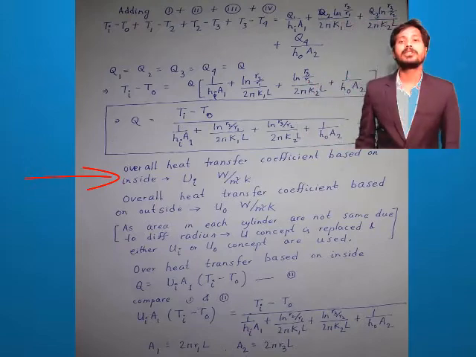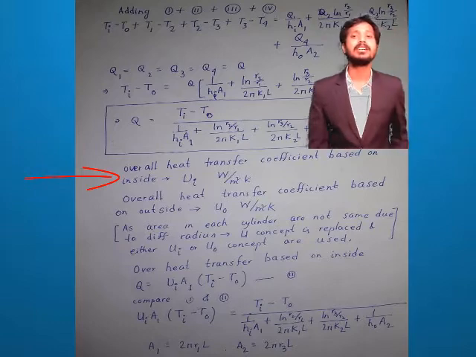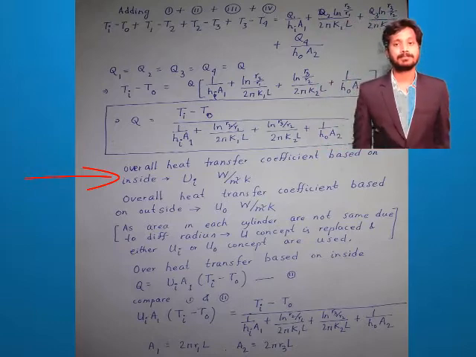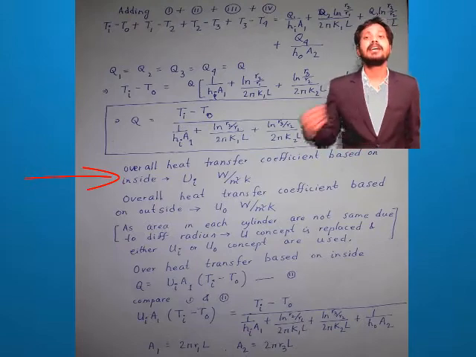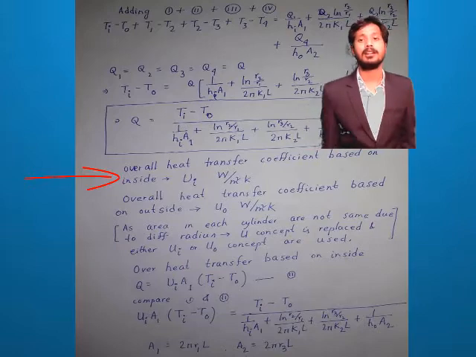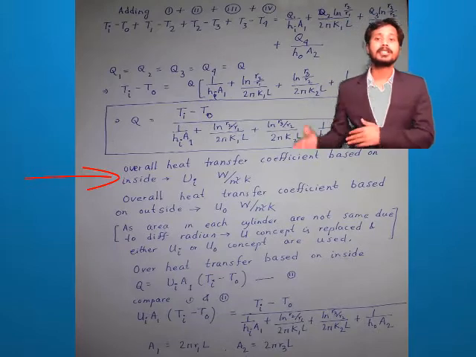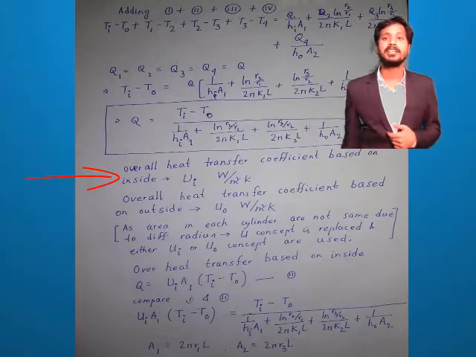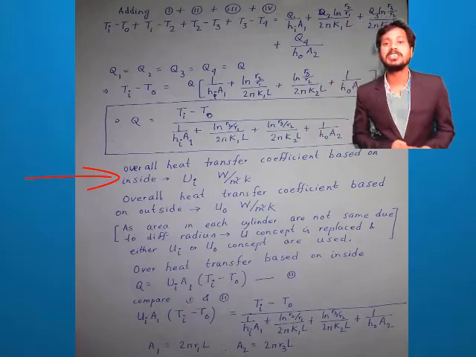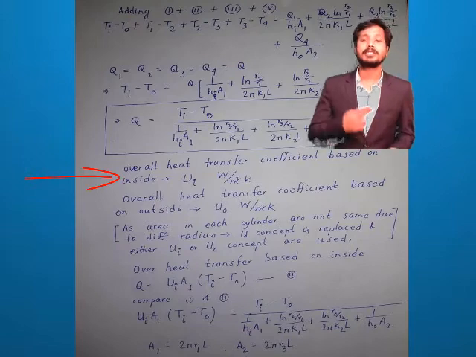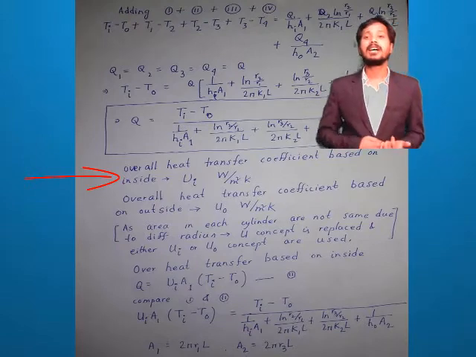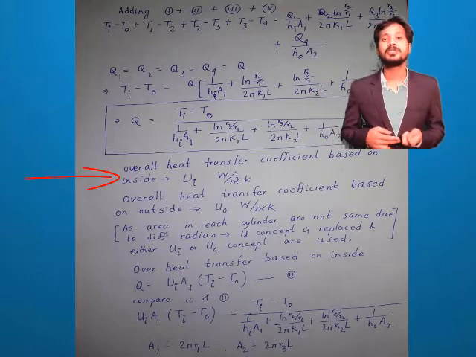Now you see for the first cylinder the area is 2 pi r1 into L, and for the last cylinder the area is 2 pi r3 into L. So r1 and r3, the inner radius and outer radius, are not the same, that's why the area of each cylinder is not the same. If the areas are not the same, then you can't take the overall heat transfer coefficient concept.